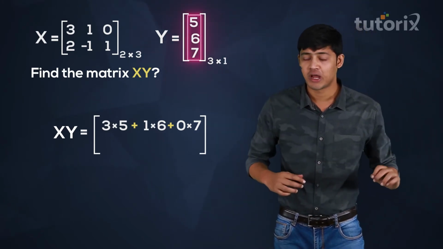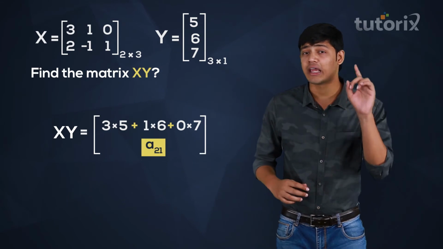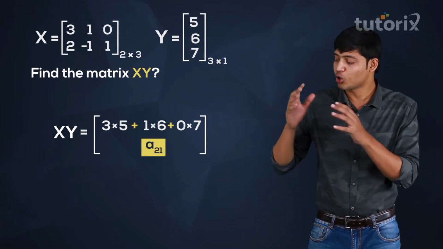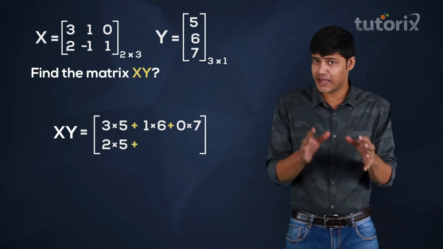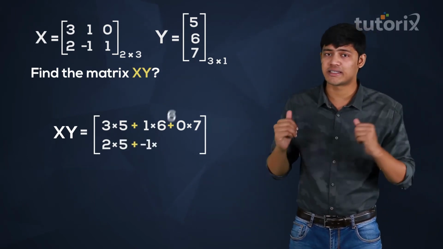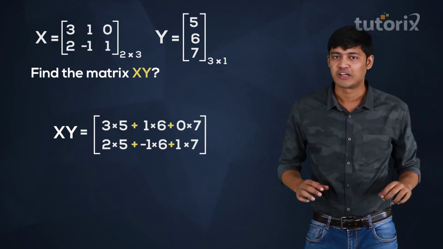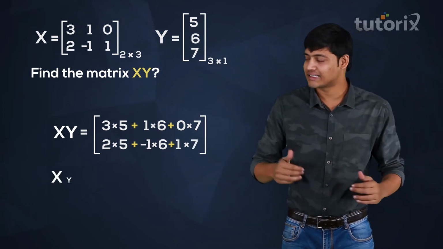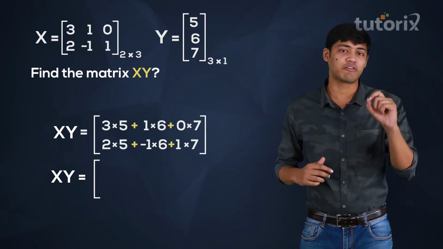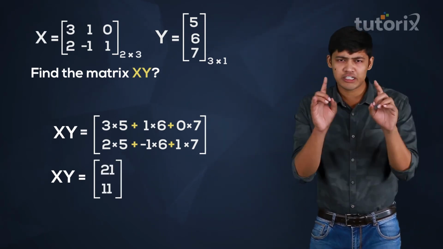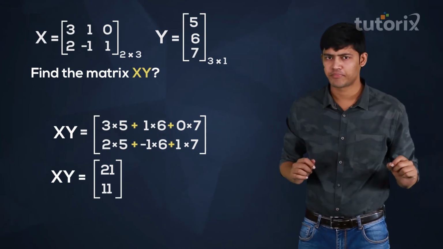There will not be any other element in the first row because there is only one column in the matrix Y. And now the element A21 of the matrix XY will be 2 multiplied by 5 plus minus 1 multiplied by 6 plus 1 multiplied by 7. So therefore, the matrix XY will be equal to 21 and 11.